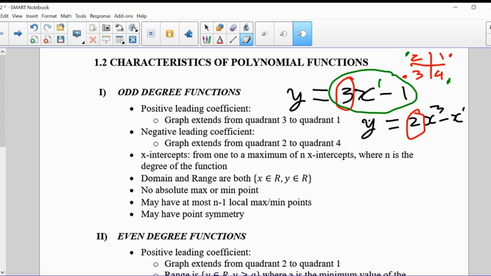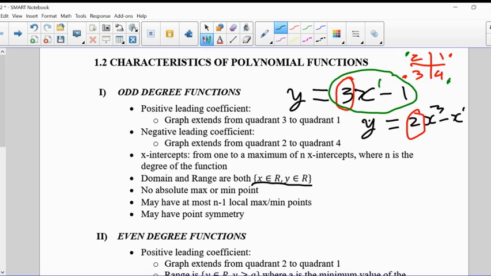Domain and range. So unrestricted, x is an element of the reals, y is an element of the reals. Right? That's what the domain and range of an odd degree function is. Now, having said that, if the odd degree function is modeling something which, let's say, relates to time or some other distance, there may be a restriction that is imposed by the model. So you might say that time cannot be negative, for instance. But if it's just a typical regular sort of odd degree function, then we consider it to be unrestricted.